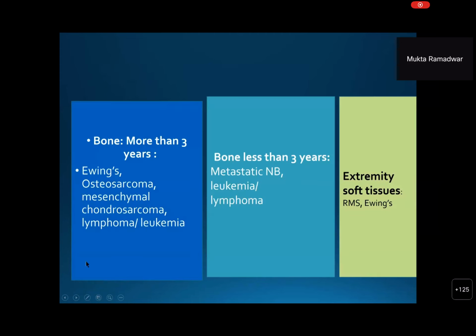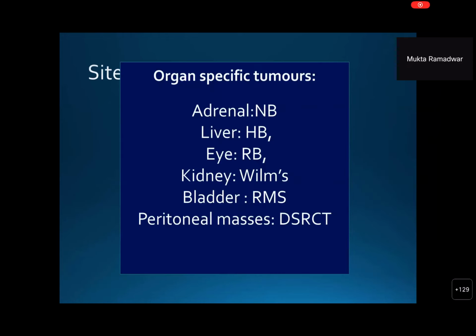If it is not an organ-specific round cell tumor and the bone is involved, and the child is more than 3 years, as I just said, think about Ewing sarcoma, small cell osteosarcoma, mesenchymal chondrosarcoma, lymphoma and leukemia. If the patient is less than 3 years, think about metastatic neuroblastoma, leukemia, lymphoma. If it is in the extremities, think about rhabdomyosarcoma and Ewing sarcoma. It is so easy when it becomes an organ-specific tumor.